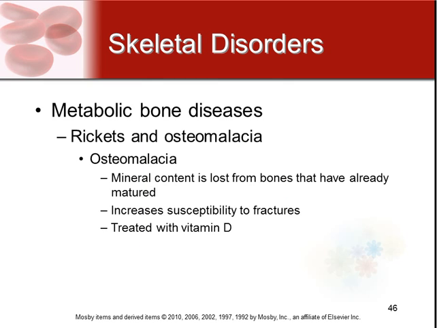So osteomalacia is when the mineral content that vitamin D supports is lost from bones in adults who already have mature bones. In kids, it just makes their bones more flexible, and in adults, it makes them kind of more brittle, and they're more susceptible to being fractured. So once again, that's something that we're going to treat with vitamin D.